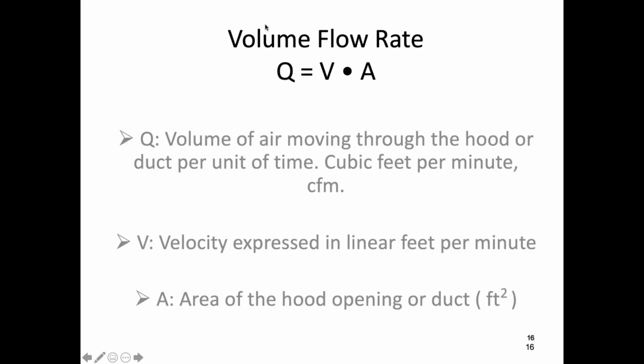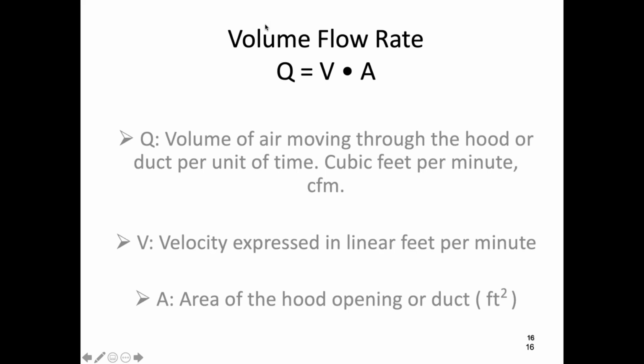The other formula that's important to us is Q is equal to V times A. Q is the volume of air flowing, V is the velocity of air, and A is the cross-sectional area. So if I have a square duct that is 12 inches by 12 inches, 1 square foot, and I have 100 feet per minute of air flowing through that ductwork, I have 100 feet per minute times 1 square foot, which is 100 cubic feet per minute. So the units work out, right?